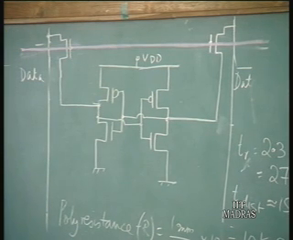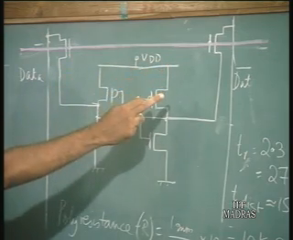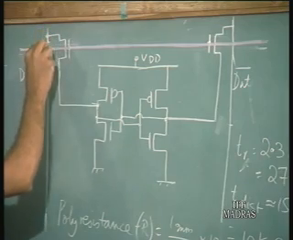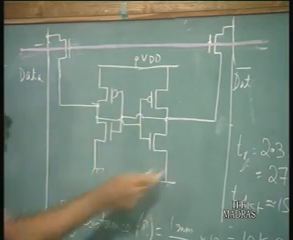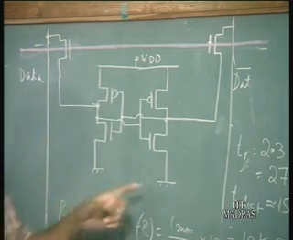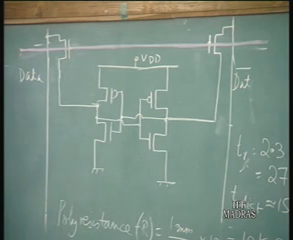Now, once we select a particular cell, suppose this particular cell is selected, then when we are reading the information of this cell, the information stored on this cell should affect the data and the data bar lines, so that we get the information regarding this cell on the data and data bar lines and are able to read it. So, this means that this cell must be able to charge or discharge the data and data bar lines.